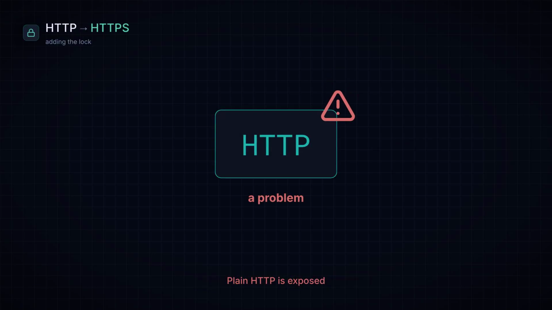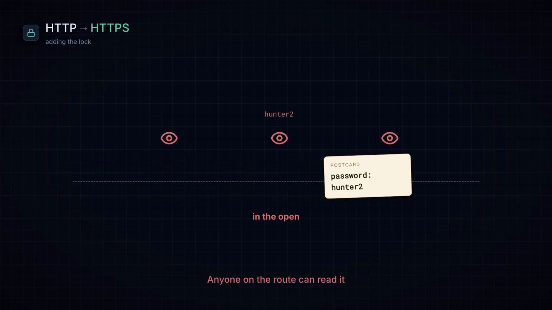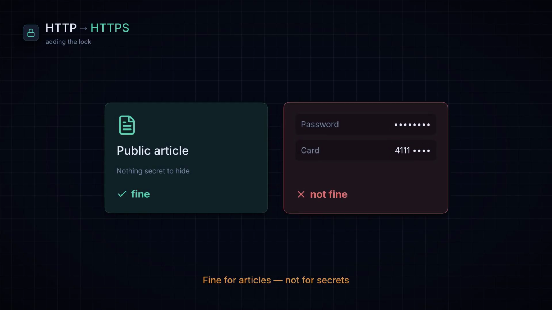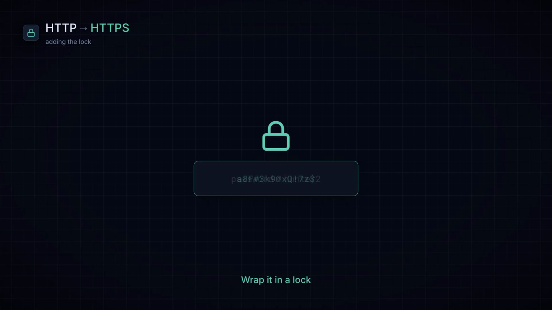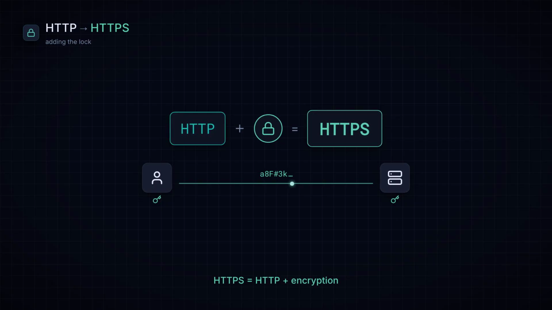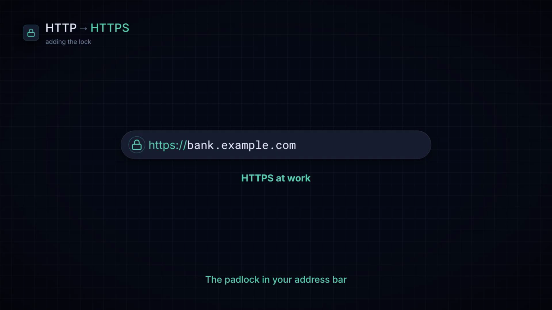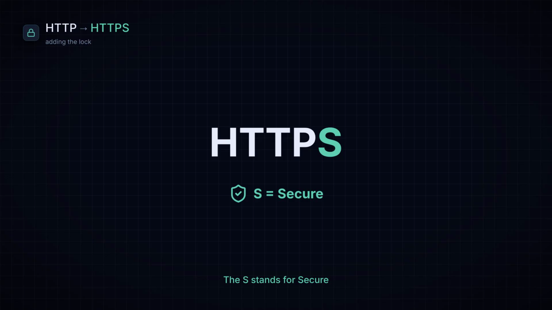But plain HTTP has a problem. Whatever you send travels in the open, like a postcard anyone along the route can read. Fine for a public article, not fine for your password or card number. So we wrap it in a lock. HTTPS is HTTP with encryption around it, scrambling the data so only you and the server can read it. That little padlock in your address bar? That's HTTPS at work. Banking sites, online shops, every login screen depend on it. The S stands for secure, and it earns the name.